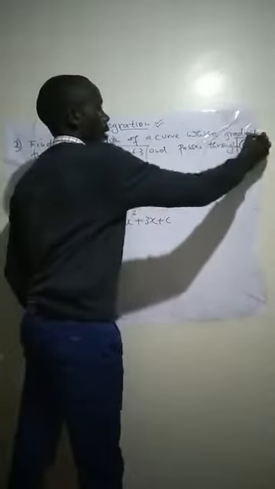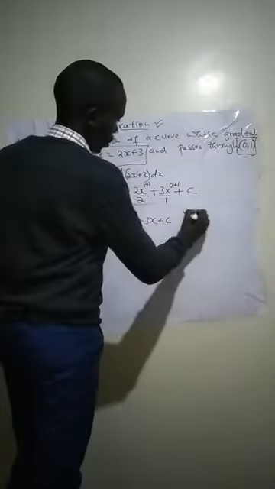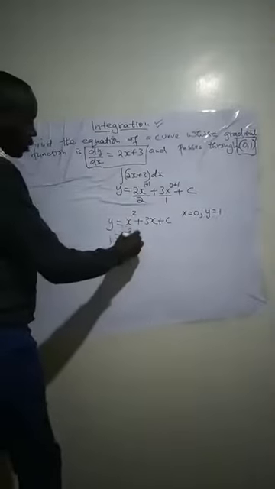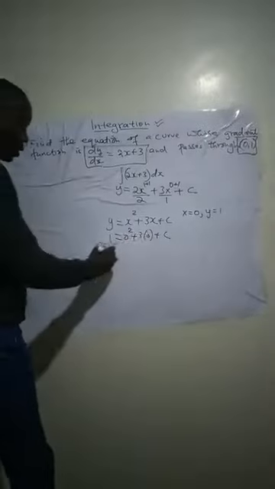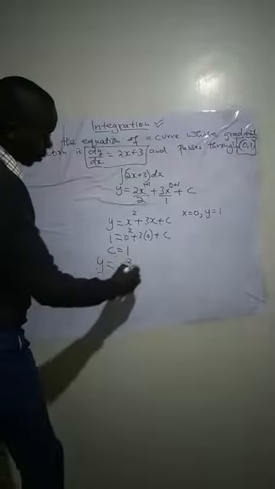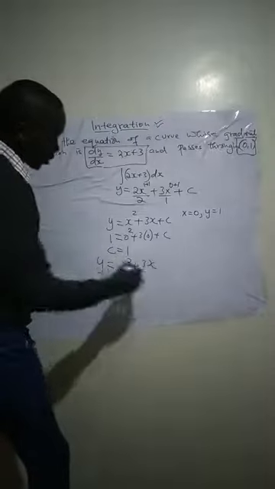But we are told the curve passes through this point, so we cannot leave our answer as such, since we already have the values of x and y. x is equal to 0, y is equal to 1. So that should help us to get the value of c. So y is 1 is equal to 0 squared plus 3 into 0 plus c, because x is 0. So in that case, we are saying c is equal to 1. So having the value of c, we are simply saying y is equal to x squared plus 3x plus c, which is 1, plus 1.